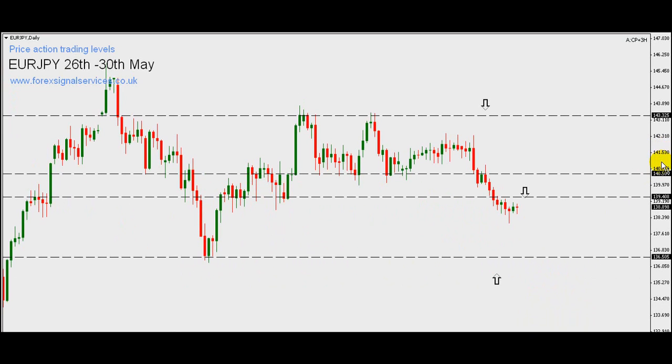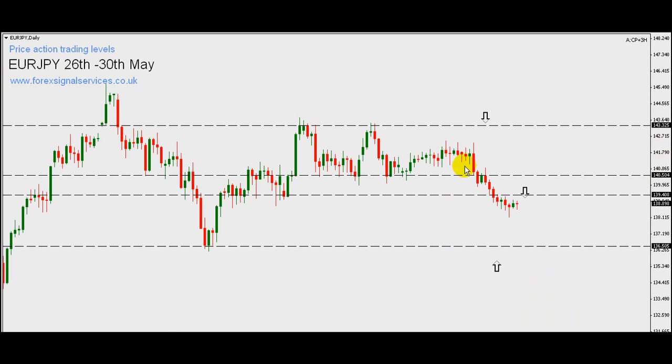EUR JPY here, you can see what's happened here. This has broken the level, as we were saying about the euro looking to be selling off.